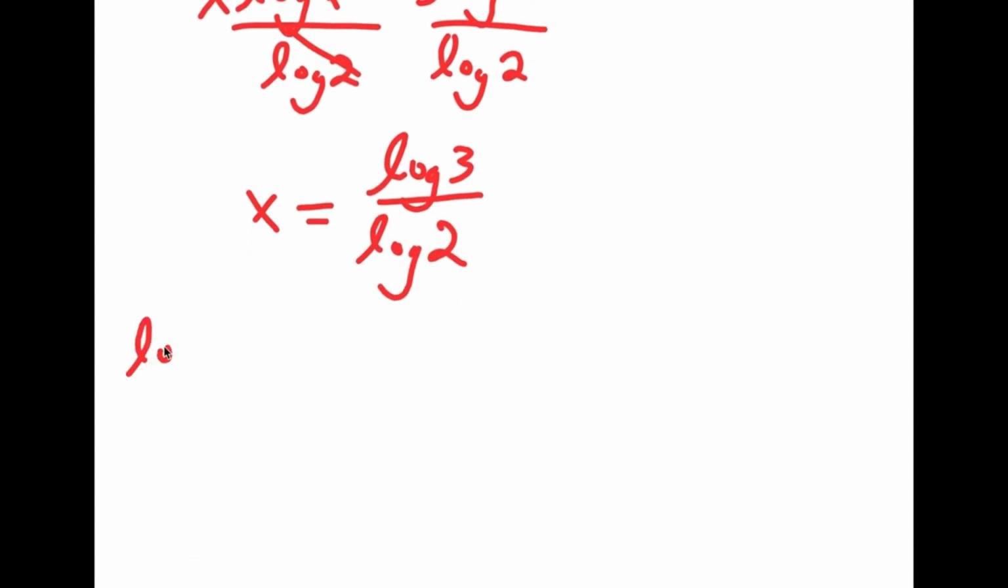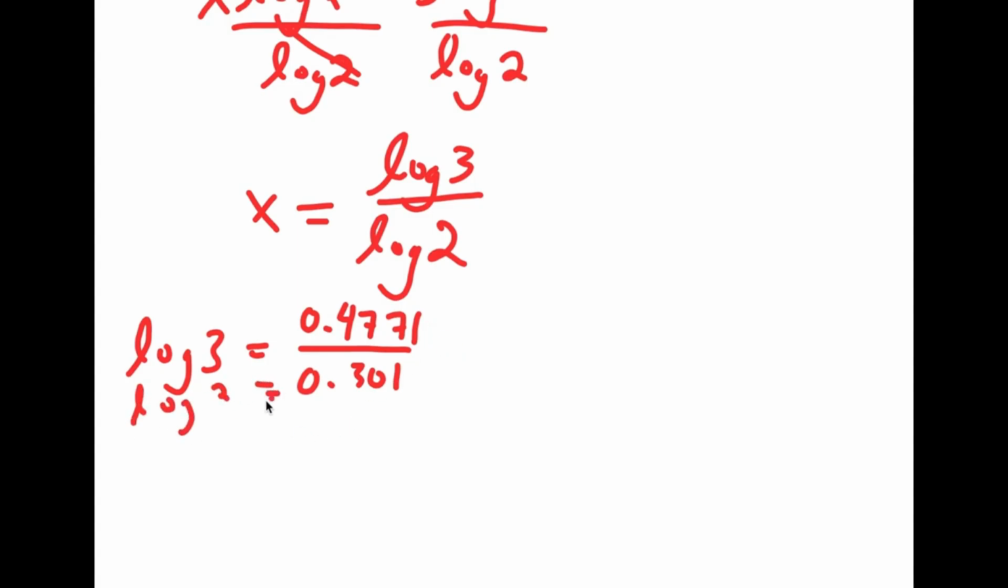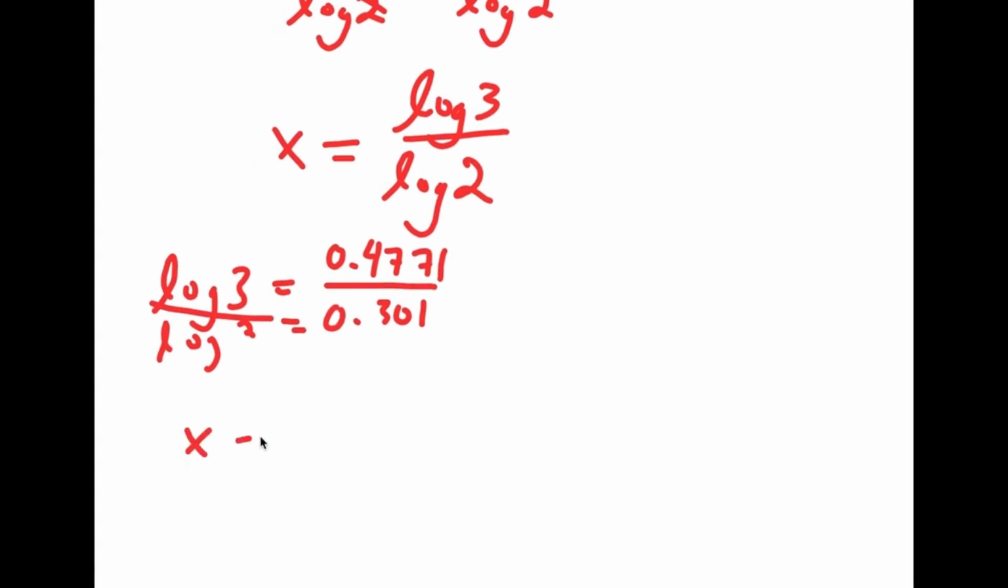Now log 3 is equal to 0.4771, and log 2 is equal to 0.301, meaning x is equal to 1.539.